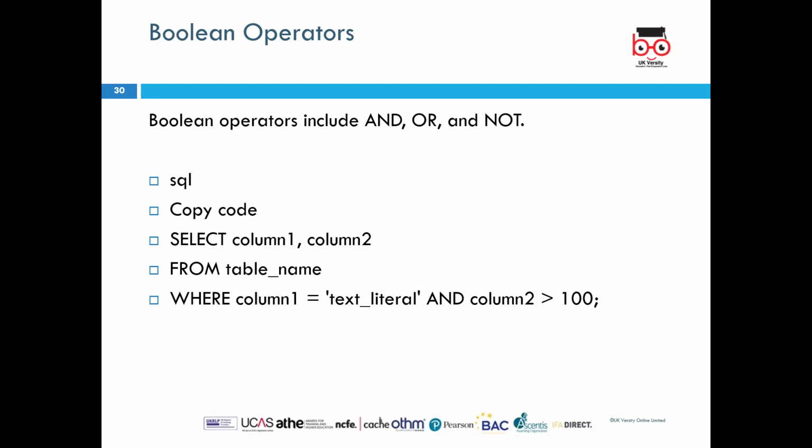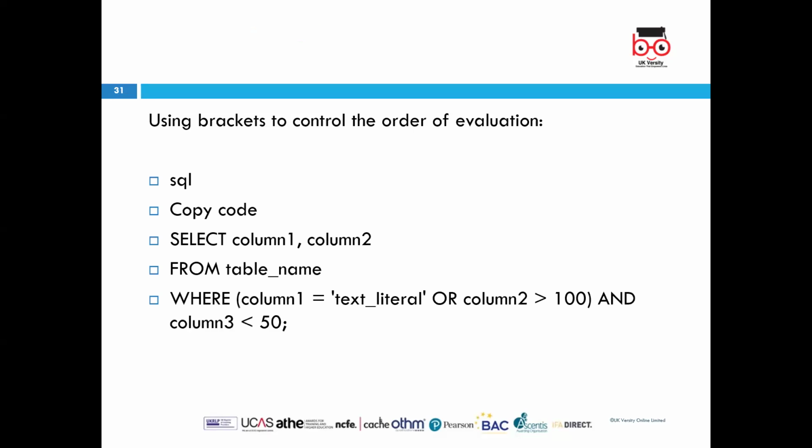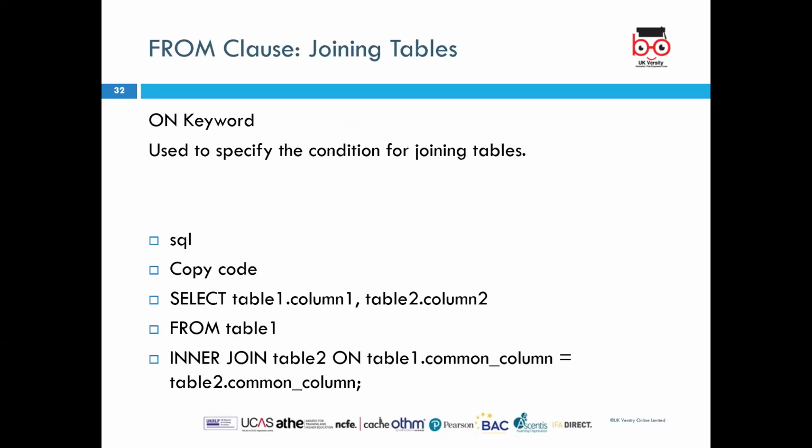So using brackets, we're now able to control the order of evaluations. From allows us to join multiple tables.